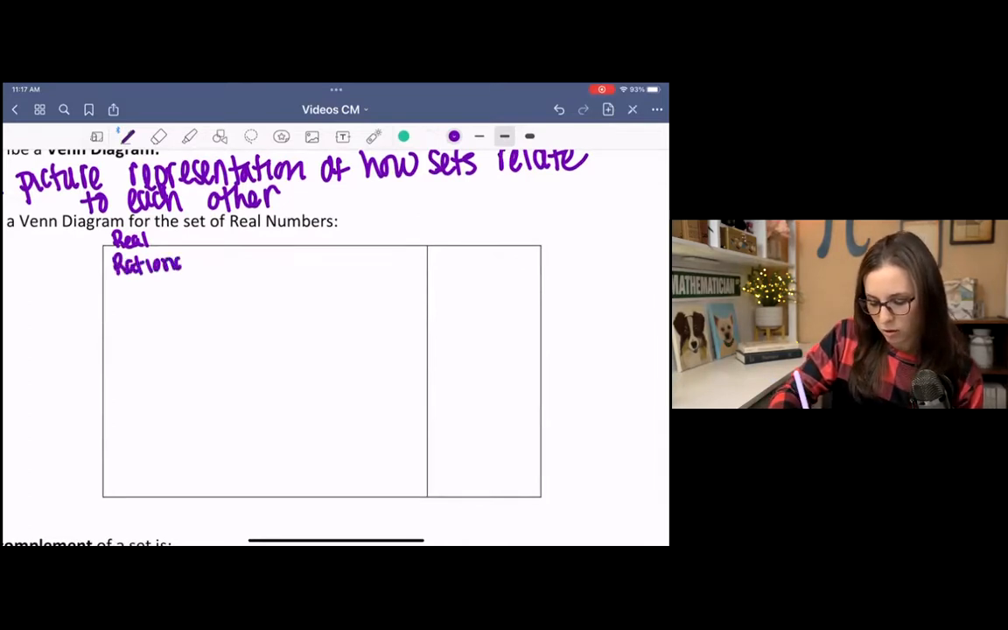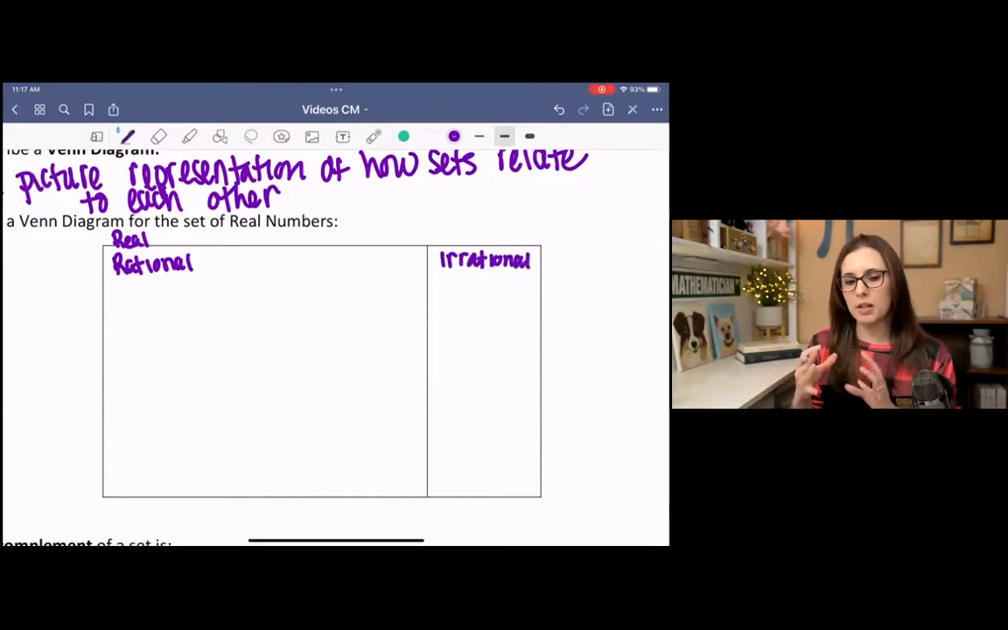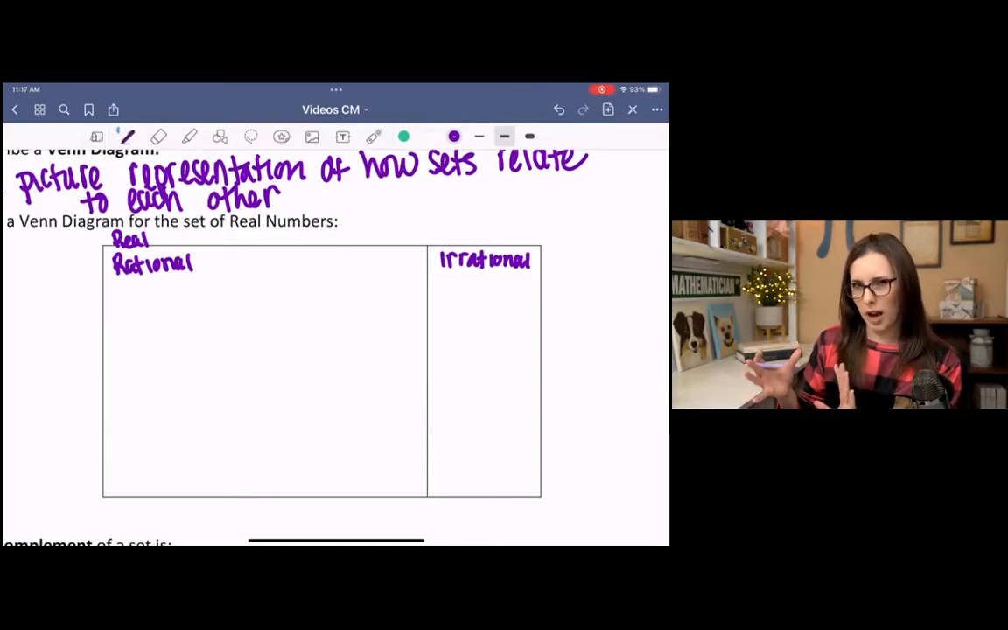Rational and irrational. It kind of makes it look like the set of irrational numbers is smaller because of the way I have it set up. That's not necessarily what I'm saying here. It's just how I drew it, because inside the rational numbers, I have subsets.